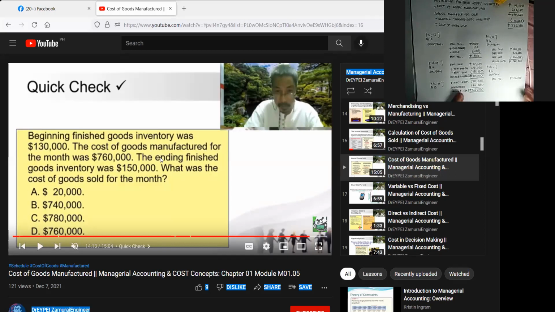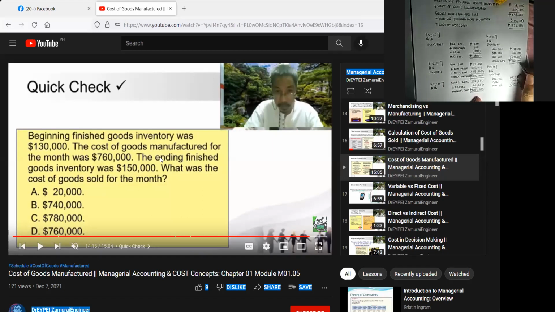Okay. The cost of goods manufactured for the month was 760. That is to be added. 760. We already calculated. Okay. Cost of goods manufactured. Okay. The ending finished goods inventory. So ending finished goods inventory. How much? 150. That is supposed to be negative. So the question is, but this is supposed to be double line.